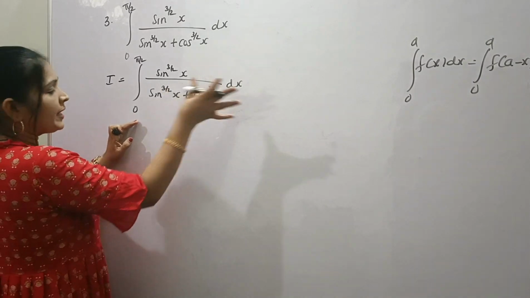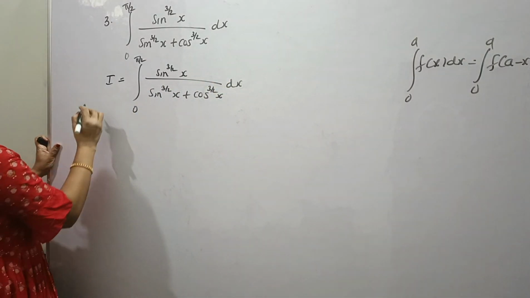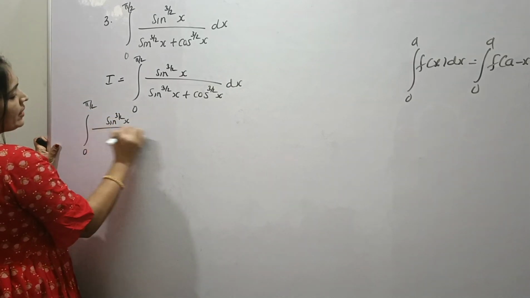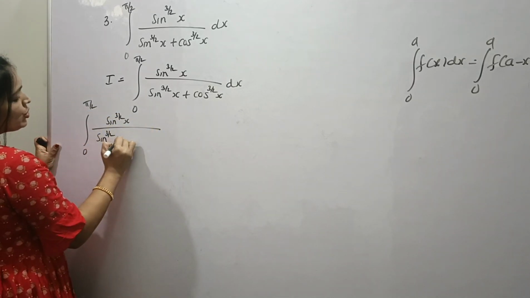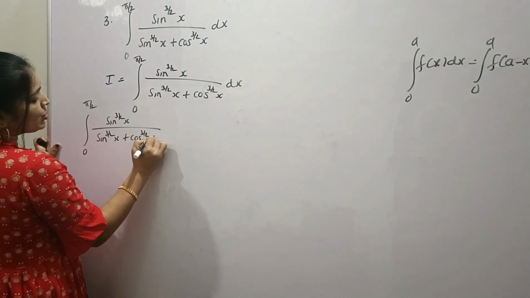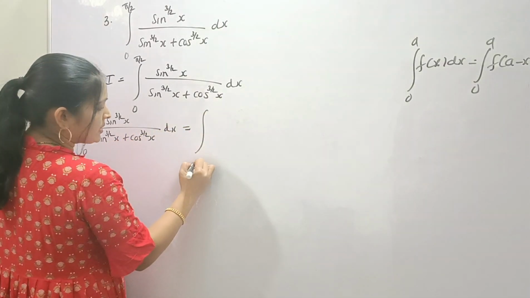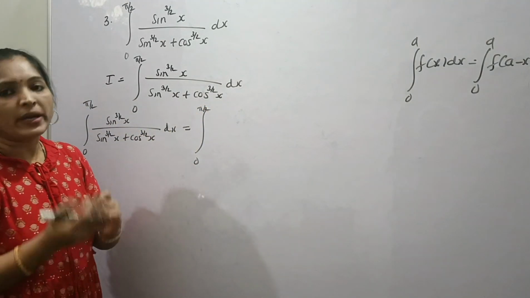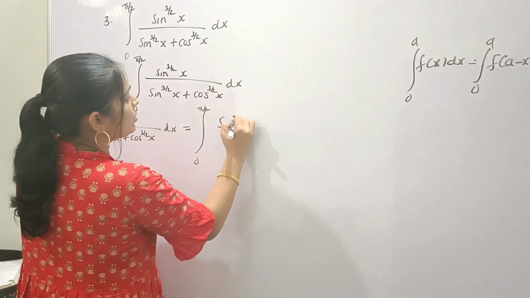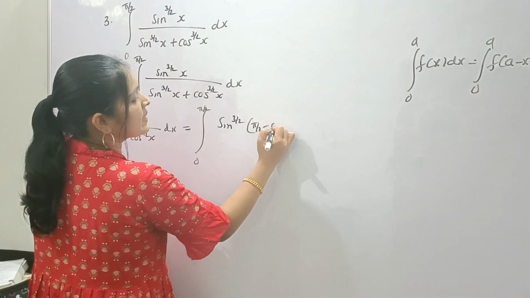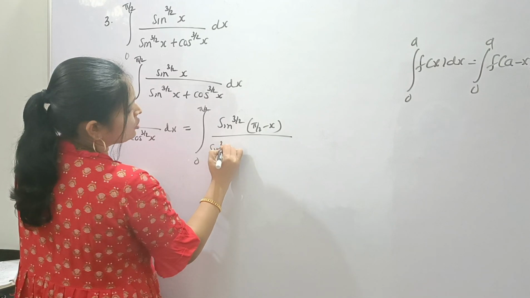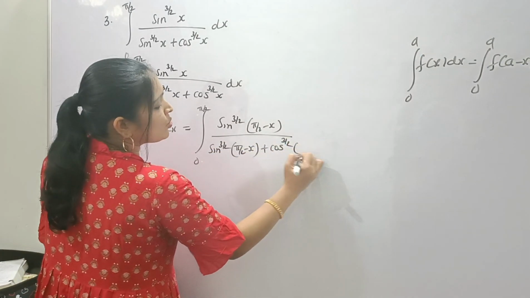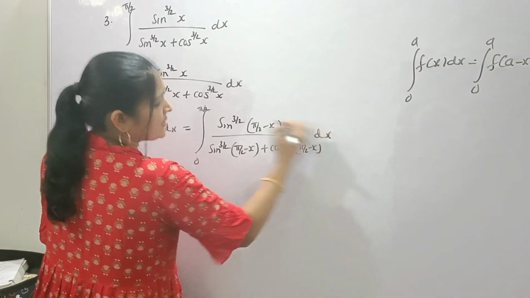Okay, now we will apply the property. So this integral is equal to integral 0 to pi by 2 sin raised to 3 by 2 x divided by sin raised to 3 by 2 x plus cos raised to 3 by 2 x dx, that is equal to integral 0 to pi by 2. Here we have to change, that is in place of x, pi by 2 minus x. Okay, so sine raised to 3 by 2 pi by 2 minus x divided by sine raised to 3 by 2 pi by 2 minus x plus cos raised to 3 by 2 pi by 2 minus x dx.